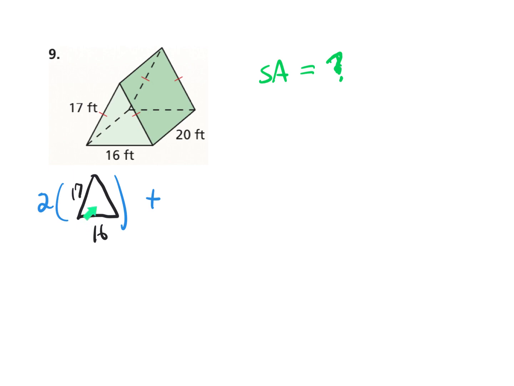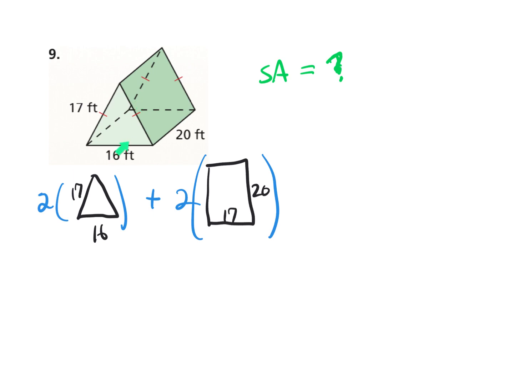So if we can find the area of that, then we'll take two of those and add them to the rectangles. So this rectangle on the right is 20 feet by 17 feet. And there's also two of those. The one on the right and the one on the left, the slanted one on the left. So that takes care of the left side and the right side.